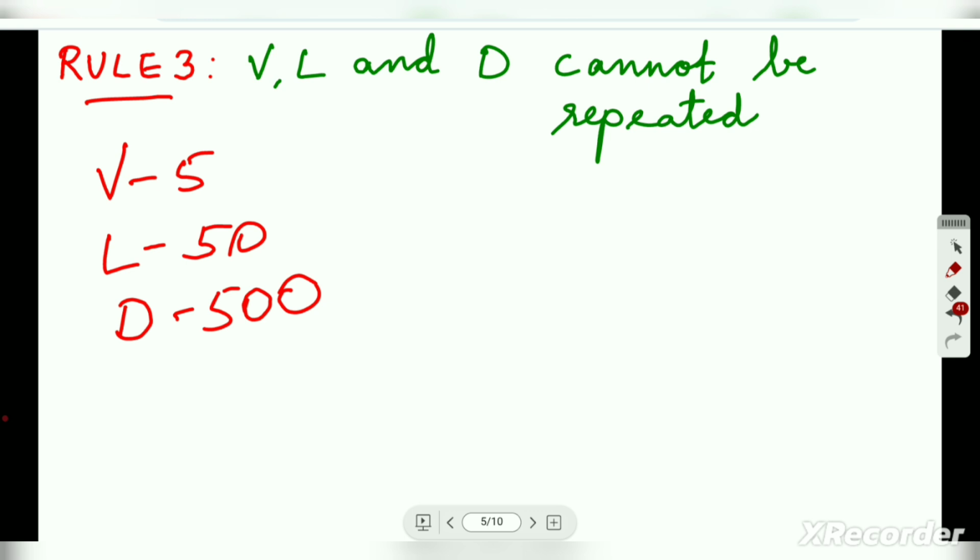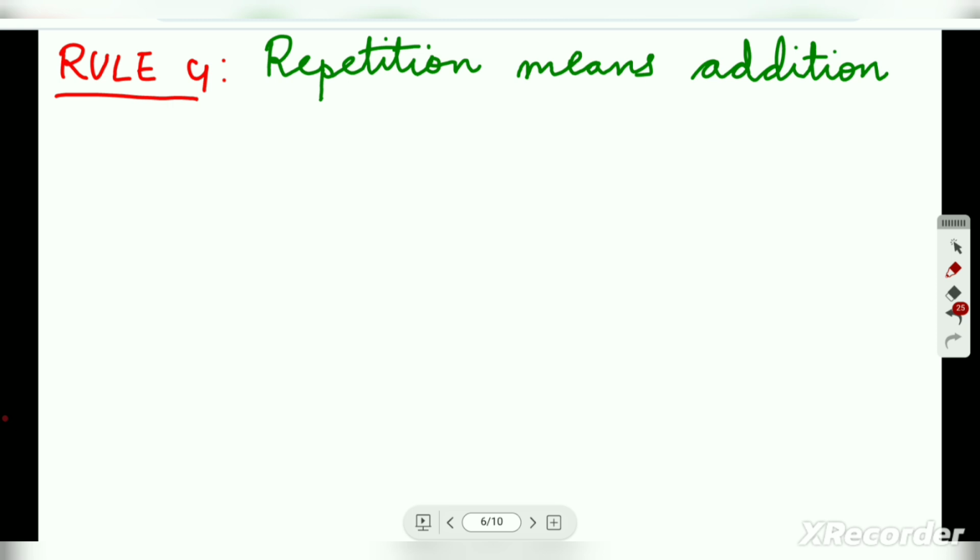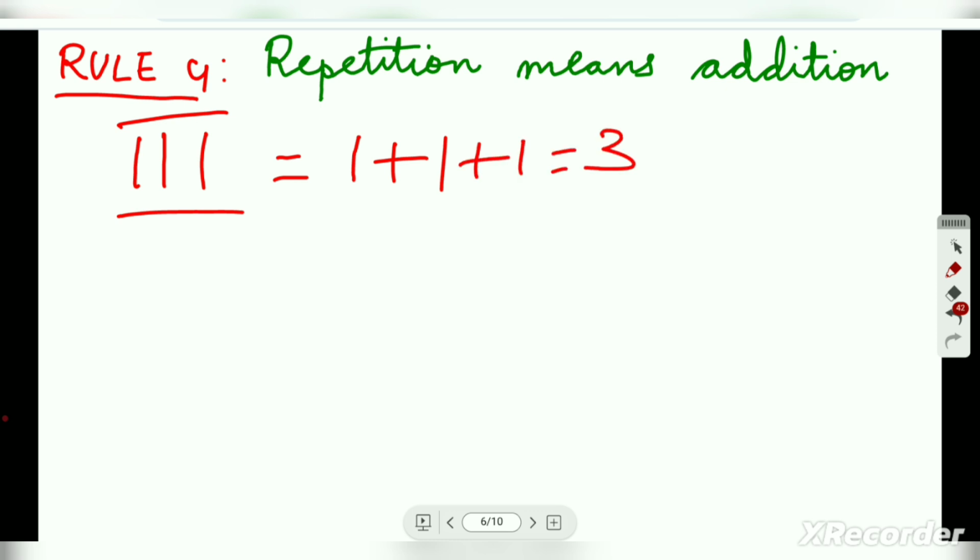Now, coming to the fourth rule. Repetition means addition. So we know that these numerals can be repeated, these cannot be repeated. So what does this repetition mean? The repetition means addition. So when the same Roman numeral is repeated, we add their values. Let's understand this with an example. If I write III, what does it mean? I stands for 1 plus the next I stands for 1 plus the next I stands for 1. So III means 3.